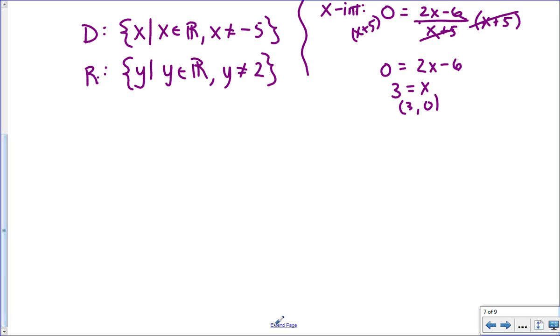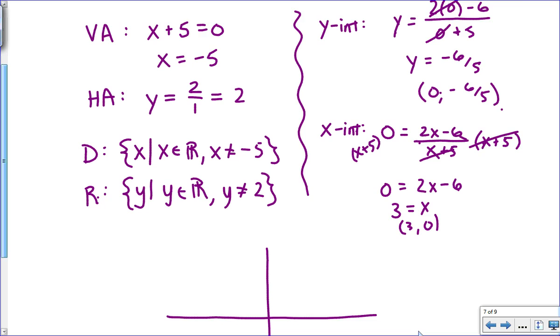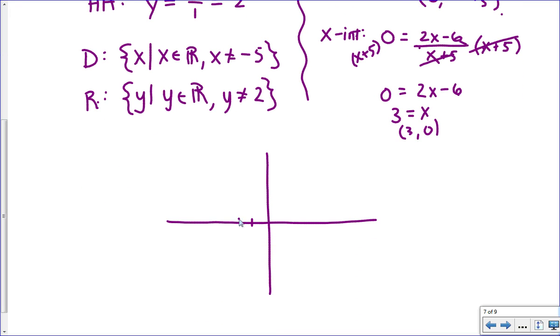So I'm going to go ahead and create the coordinate plane. First thing I want to do is plot the asymptotes, sketch those asymptotes. I have a vertical one at x equals negative 5. 1, 2, 3, 4, 5. And I have a horizontal one at y equals 2. Now I have the guidelines for where my function's going to be.